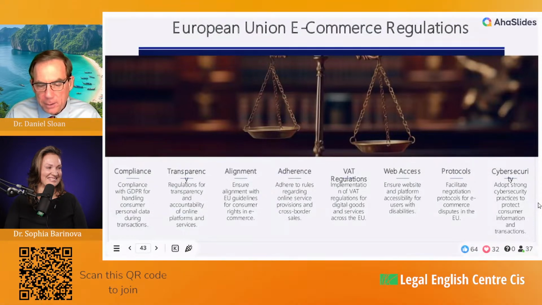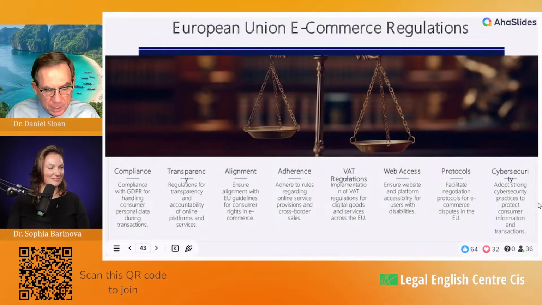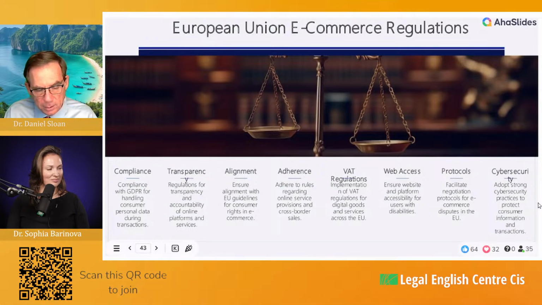We're going to talk about the European Union and e-commerce regulations. Again, these are regional, and that's why it's important to understand that there are going to be jurisdictions that you will either have knowledge of, or you will have to go with an e-commerce platform that has those capabilities to stay on top of it. So, compliance with GDPR for handling consumer personal data during transactions. They're going to have their laws in their jurisdiction, and they will have to be adhered to. Transparency: regulations for transparency and accountability of online platforms and services. Alignment: to ensure alignment with EU guidelines for consumer rights in e-commerce. Adherence means we're going to continually make sure that we're keeping up with the law, to adhere to the rules regarding online service provisions and cross-border sales.